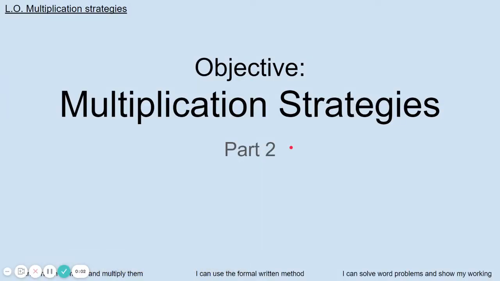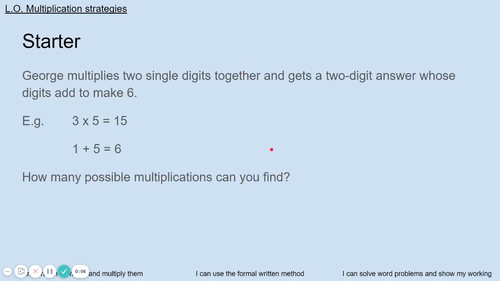Right, so we've got multiplication strategies part 2. George multiplies 2 single digits together and gets a 2-digit answer whose digits add to make 6.